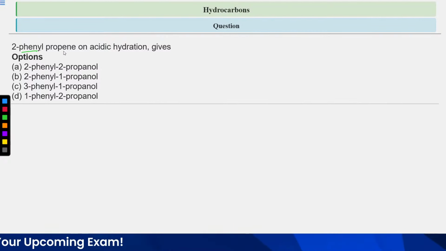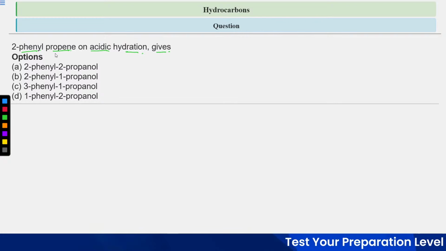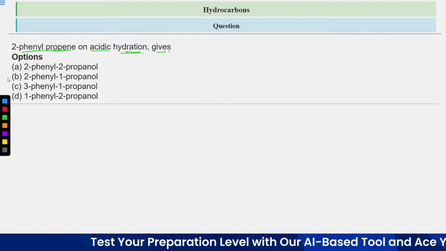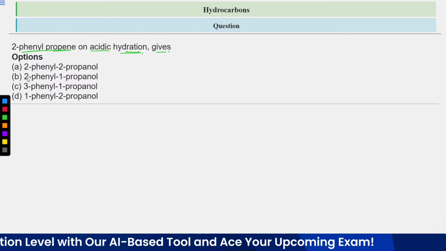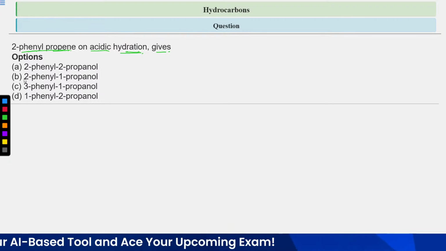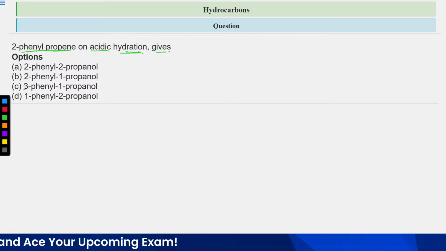2-phenyl propene on acidic hydration gives what? So this is the compound 2-phenyl propene. When you do acidic hydration of this, what will it give? The options are 2-phenyl 2-propanol, 2-phenyl 1-propanol, 3-phenyl 1-propanol, or 1-phenyl 2-propanol.